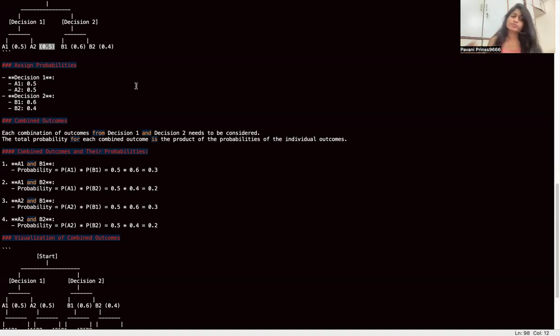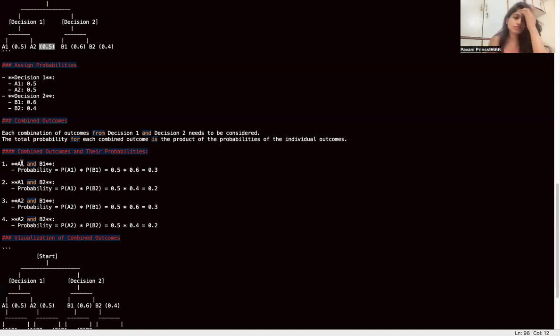Okay. So in the previous class, in the concept of this or that, we just made some sort of path, right? Here we are going to do combined outcomes. What you're going to do in this and that is combined outcomes. So each combination of outcomes from decision 1 and decision 2 needs to be considered. The total probability for each combined outcome is the product of the probabilities of the individual outcomes. Okay, let us understand through the problem.